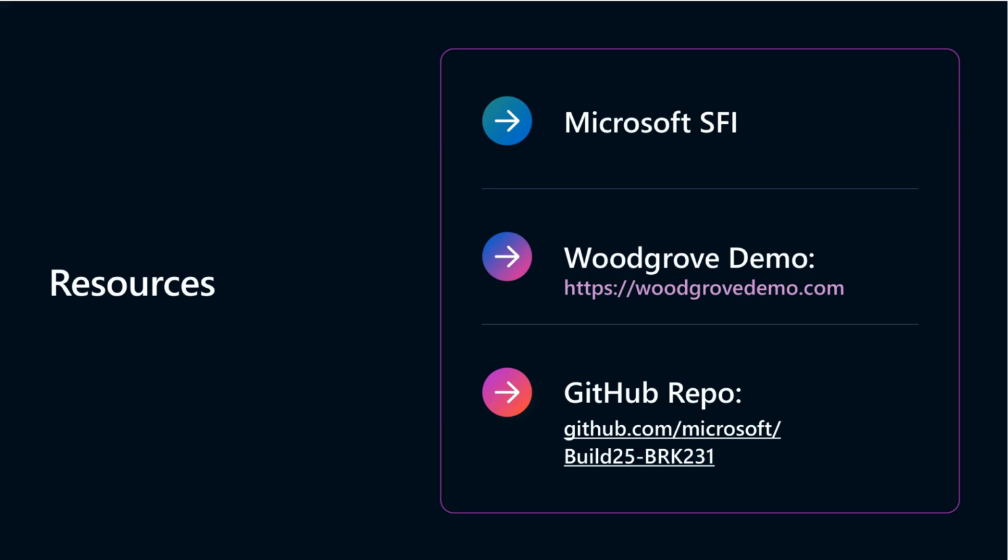To wrap up, there are excellent resources to help you dive deeper. The Woodgrove demo website offers a live environment showcasing the concepts we discussed. The Microsoft Secure Future Initiative is a great place to understand scalable zero trust implementations. And the public GitHub repository contains all the session's code examples to explore and build upon. These resources empower you to confidently develop secure AI applications grounded in strong identity foundations.